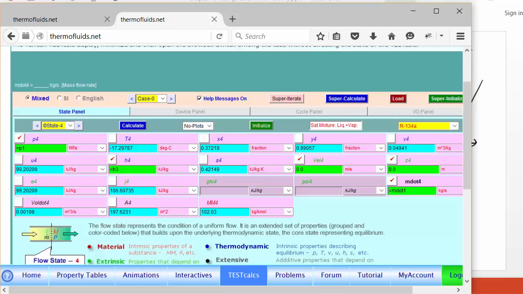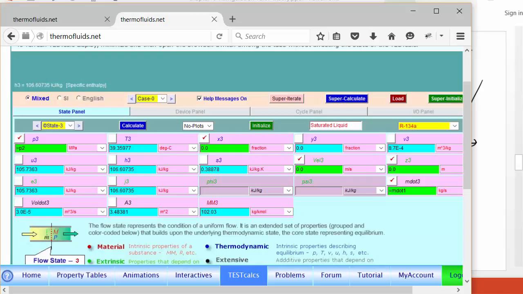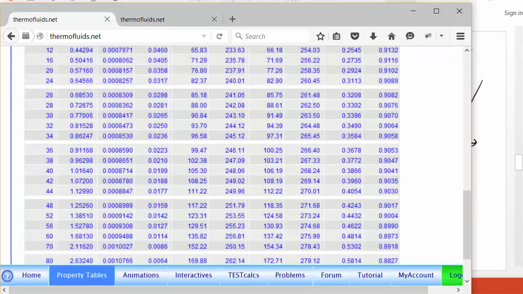And we got about the same. No, we didn't get the same enthalpy. We made a mistake. Let's go and fix it. We go back and notice what mistake we made. I think we picked up h; it should be hf at 1 MPa. I think we may have picked up hg at 1 MPa.